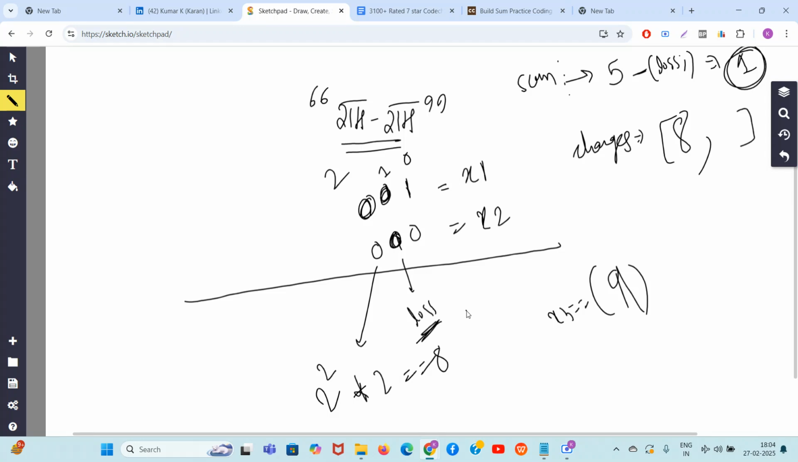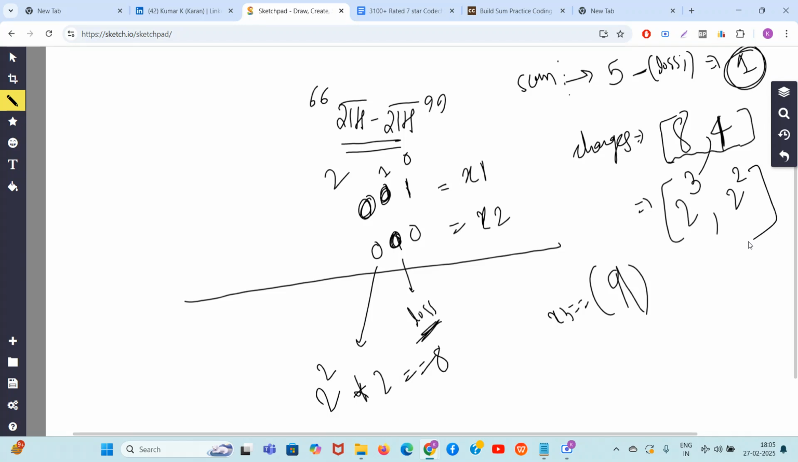If I do the operation again, which will be silly actually, but no problem, now a gain of 2 raised to 1 into 2, 4. A gain of 4 is possible. Now these are your elements in the changes array, which if you represent as powers of 2, looks like this: 2 raised to 3 and 2 raised to 2.